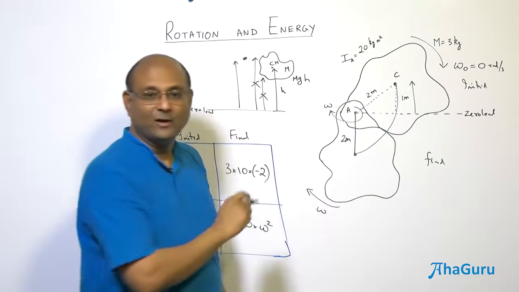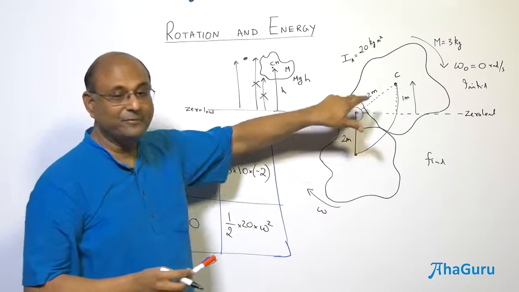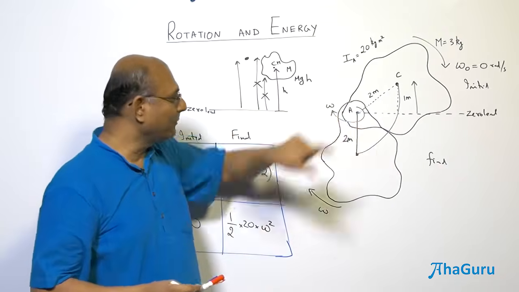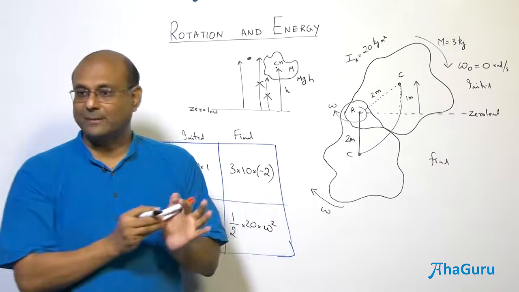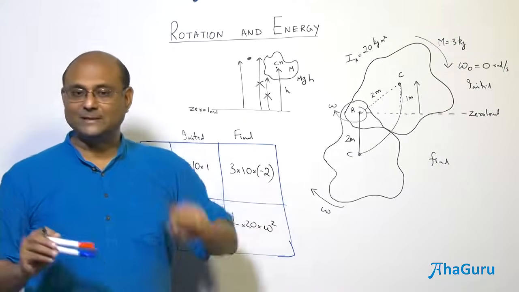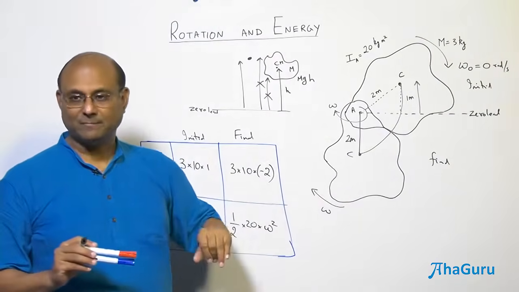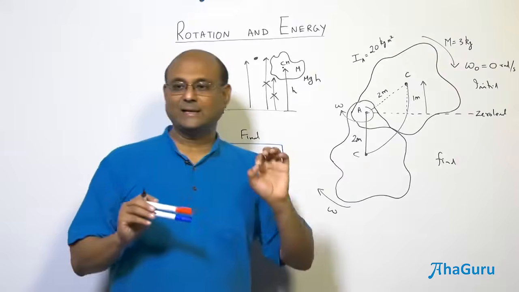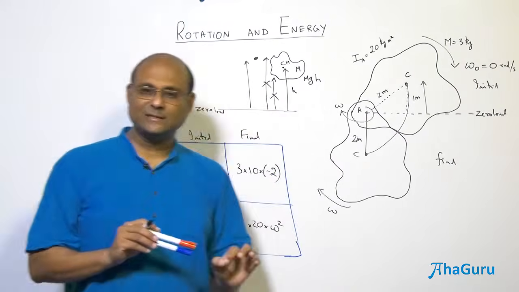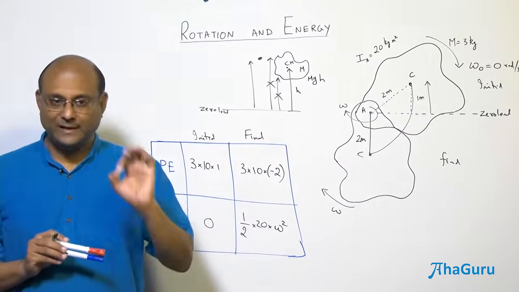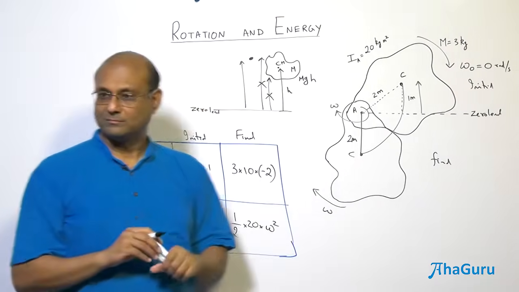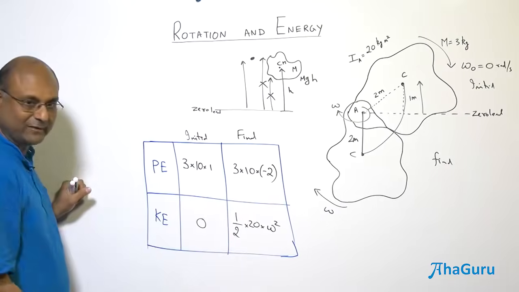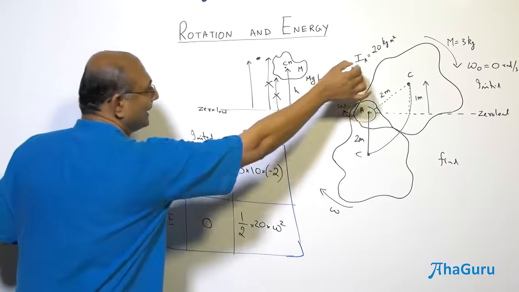And interestingly, it doesn't matter about what. Whether you took it about A, or about the center of mass, or any other point, omega will remain the same. Velocities won't be the same. Omegas will remain the same. So omega is not something that is relative to the axis. Is moment of inertia relative to the axis? Yes. But is omega relative to the axis? No. So anyway, that is the straightforward thing. The moment of inertia about A is already given.